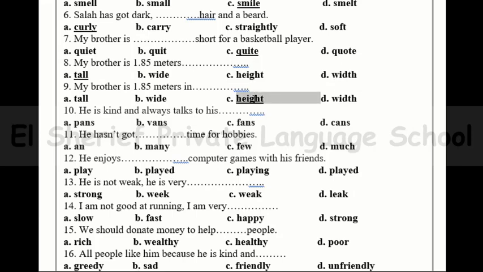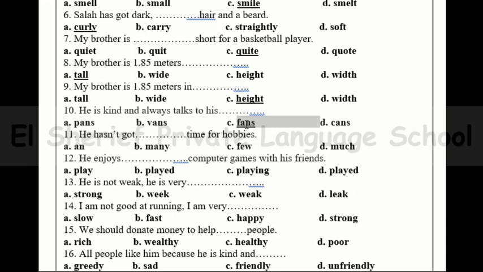Now number 10. He is kind and always talks to his pans, vans, fans, and cans. And for now, you are going to take your 3 seconds to guess. Yes, now the answer is going to be, he is kind and always talks to his fans. Now let's move on to number 11.